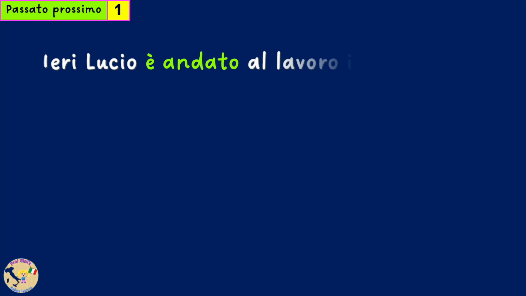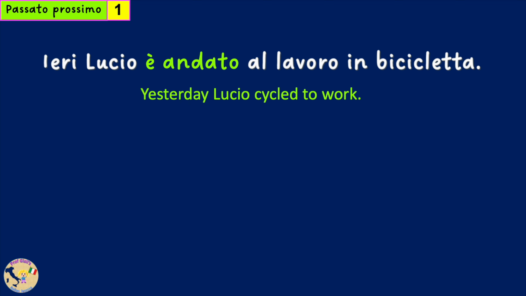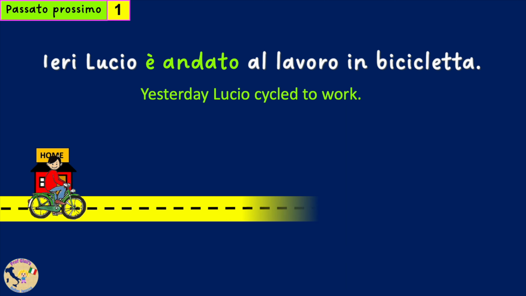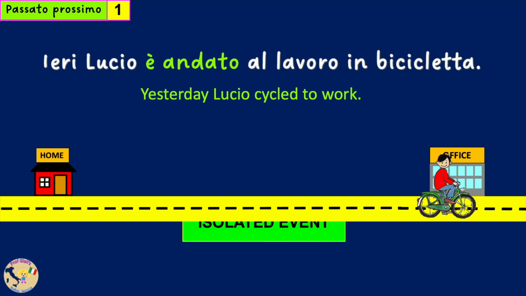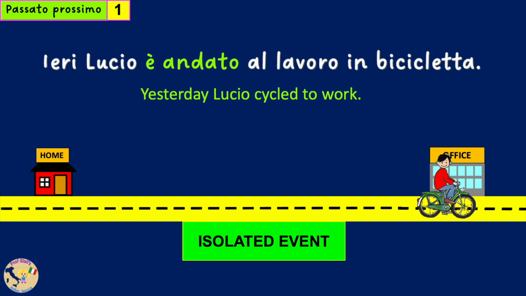Passato prossimo. Ieri Lucio è andato al lavoro in bicicletta. This sentence is similar to the one we've just seen, but the use of the passato prossimo instead of the imperfetto means that the information we gather from this sentence is different. The passato prossimo è andato suggests that Lucio has cycled to work only once. It was an isolated event, not a recurrent action. This is also reinforced by the use of the adverb ieri, yesterday, which places the occurrence of the action within a specific time frame.